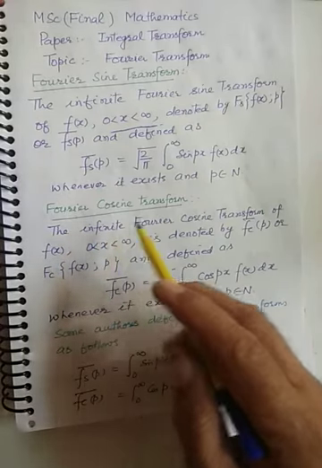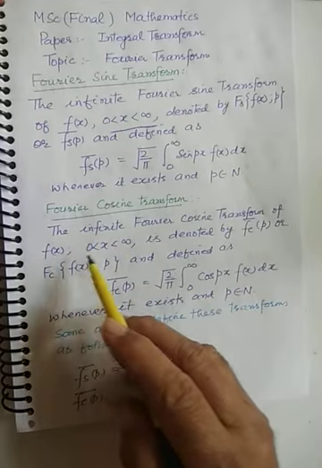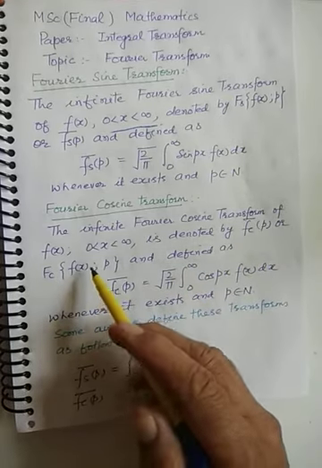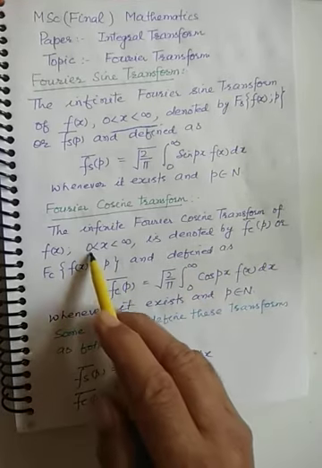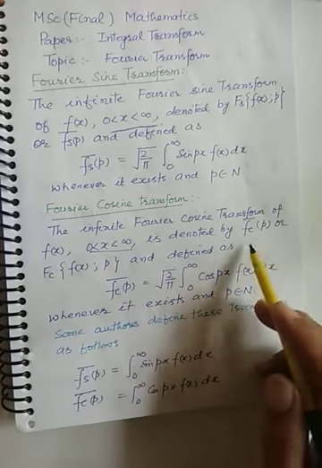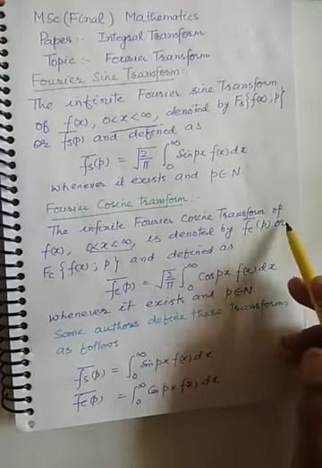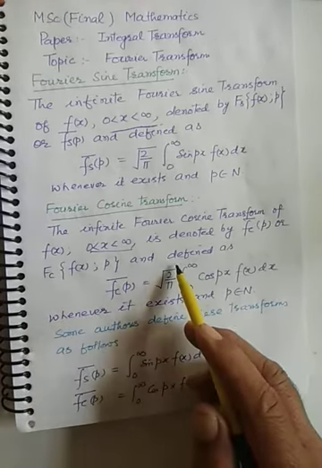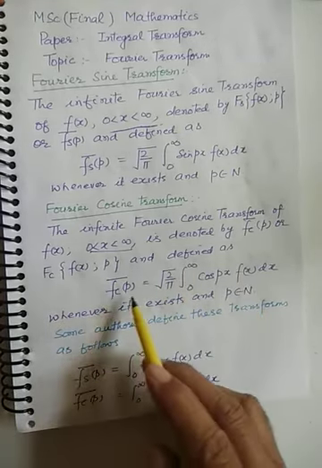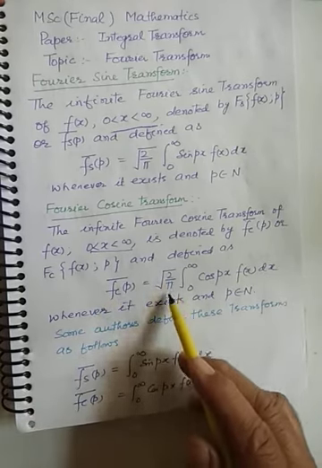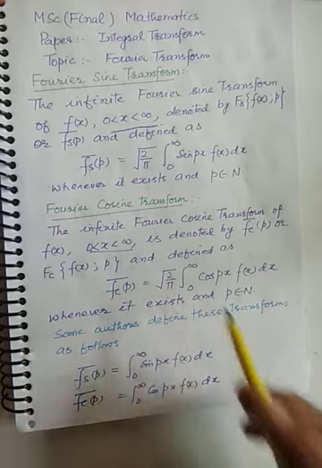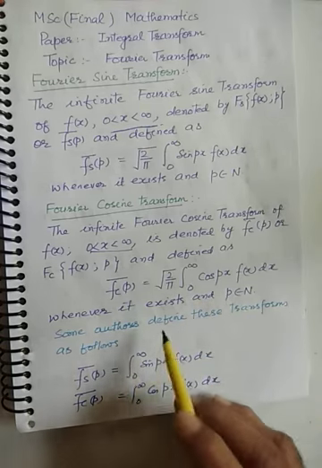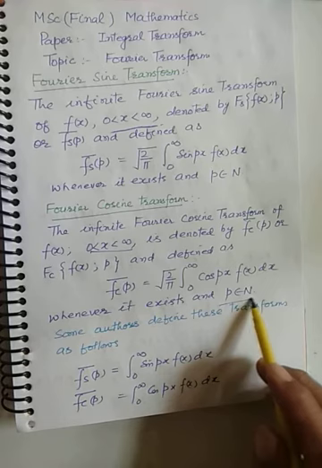Second one is the Fourier cosine transform. The infinite Fourier cosine transform of f(x), when x is between 0 and infinity, is denoted by F_c bar(p) or F_c of f(x) with parameter p, and defined as F_c bar(p) = square root of 2/pi times the integral from 0 to infinity of cos(px) f(x) dx, whenever it exists and p belongs to N.